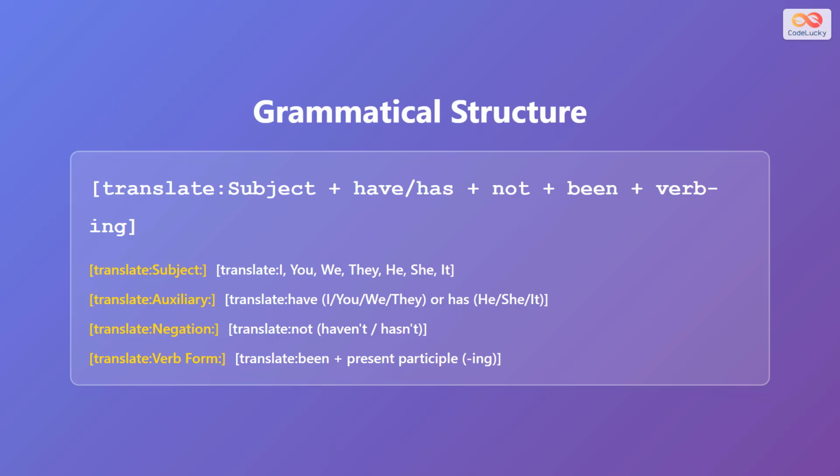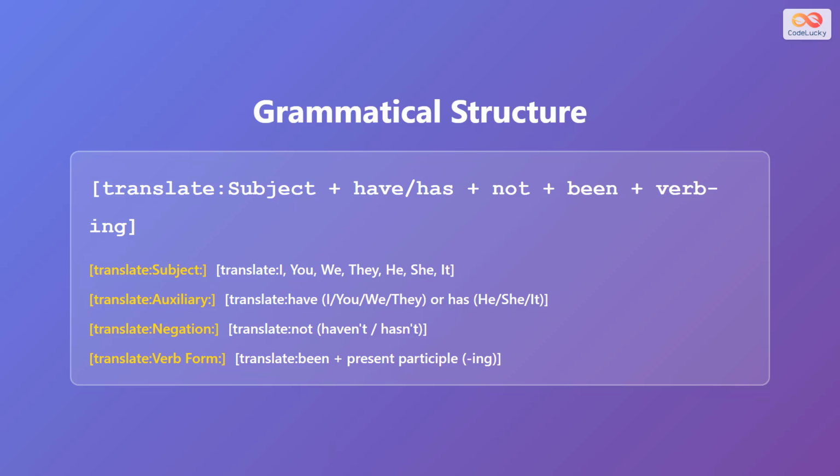Let's break down the grammatical structure. The formula is subject plus have or has plus not plus been plus the verb in ing form. The subject can be I, you, we, they, he, she, or it. For plural subjects like I, you, we, and they, we use have. For singular subjects like he, she, and it, we use has.